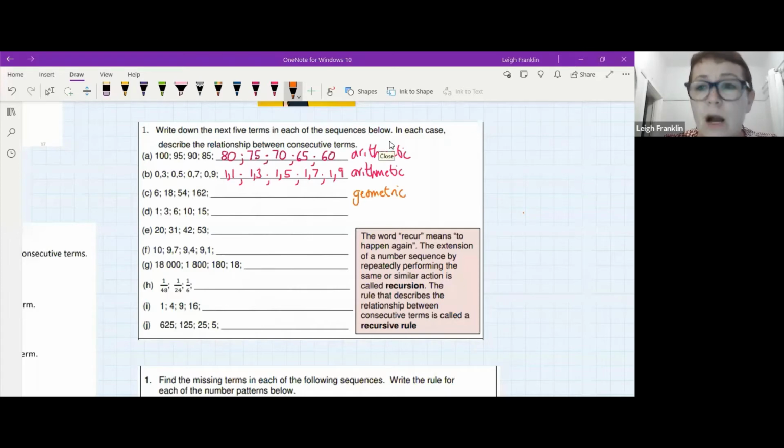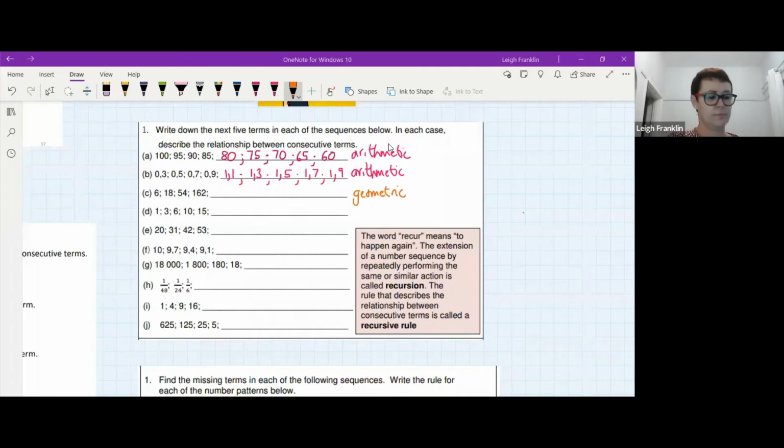What do you think we're multiplying by to go from one to the next? 3. I agree with you, Motiban, because 6 times 3 is 18, isn't it? And 18 times 3 is 54, and 54 times 3 is 162. Let's not do the next 5. Let's see if we can do the next 2 terms. So what would the next 2 terms be, Motiban?